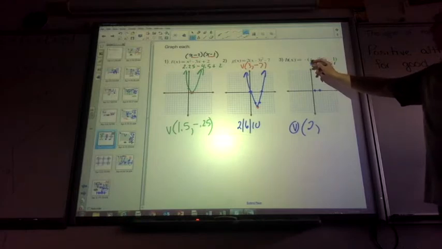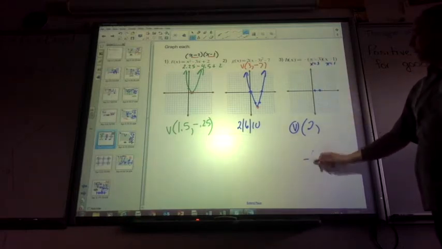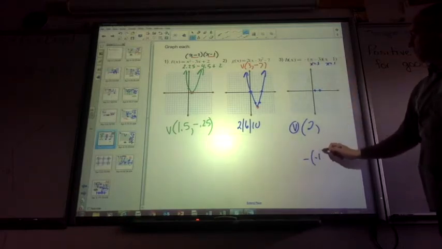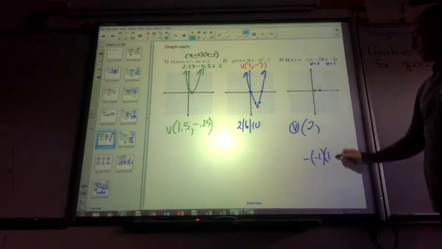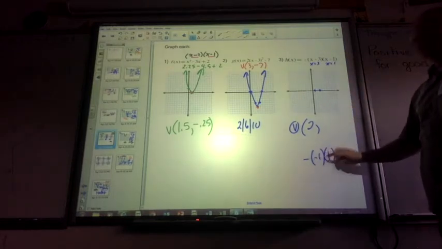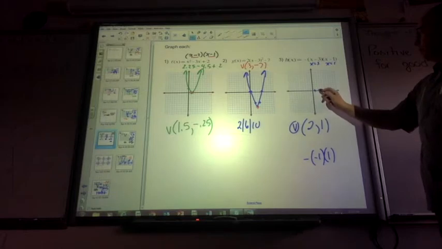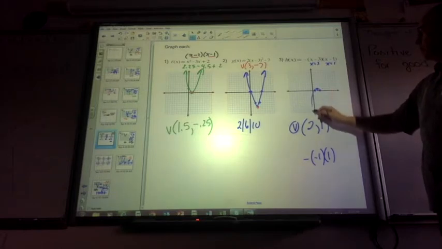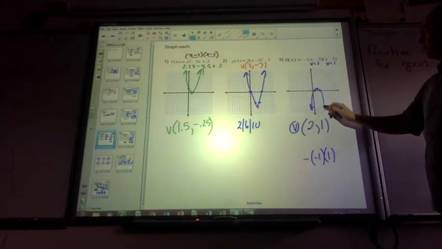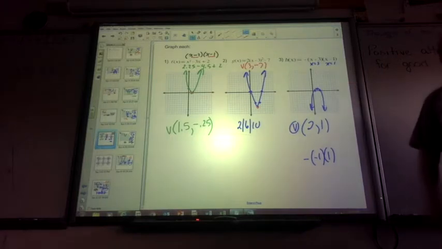So if I take 2 and plug it in, remember I have a negative outside, so I have a negative, and then 2 minus 3, that's negative 1, 2 minus 1. So negative times negative is positive, 1 times 1 is 1, 2 comma 1. Yay, look at us. We're so happy. That's it.